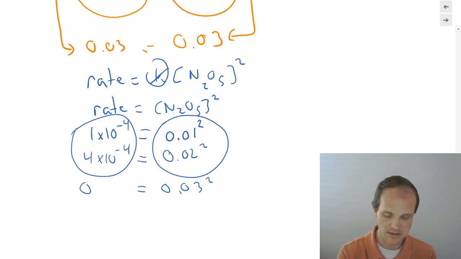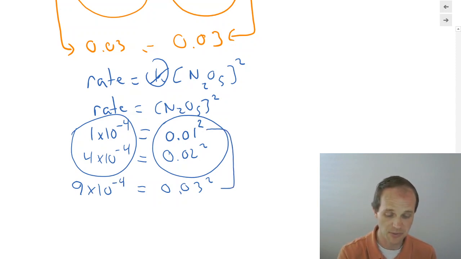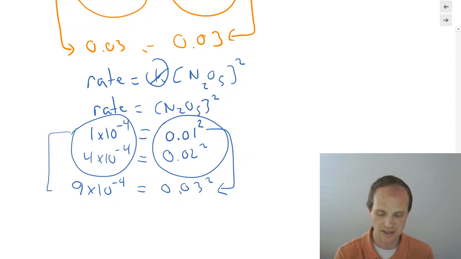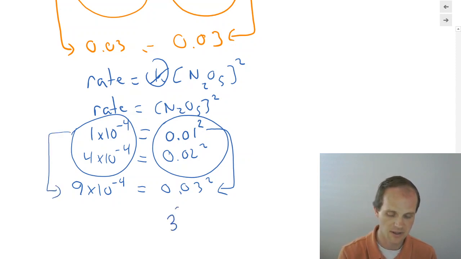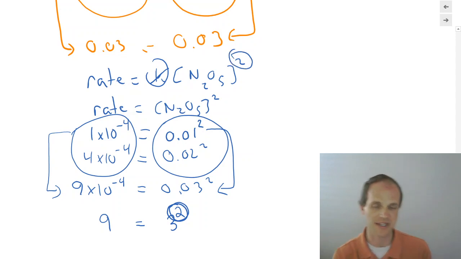I'd get 9 times 10 to the minus 4th. And so when I triple my concentration, I get 9 times my rate. 3 squared is equal to 9 if we just look at the numbers. Right? And that squared, that m there that we were looking at, that's our order. Right? And we said we knew it here, so that's why we're able to calculate this stuff.